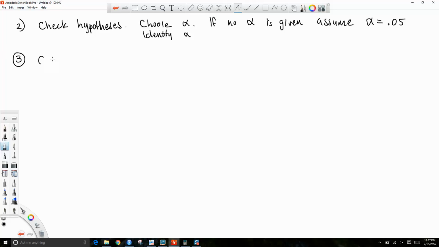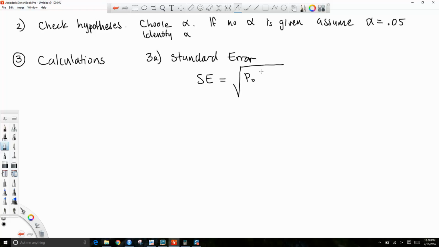Okay, step 3. These are your calculations, and the calculations can be broken down into 3 parts. 1, the standard error. So step 3a would be our standard error, okay? The standard error is going to be the square root of p0 times 1 minus p0 divided by n.